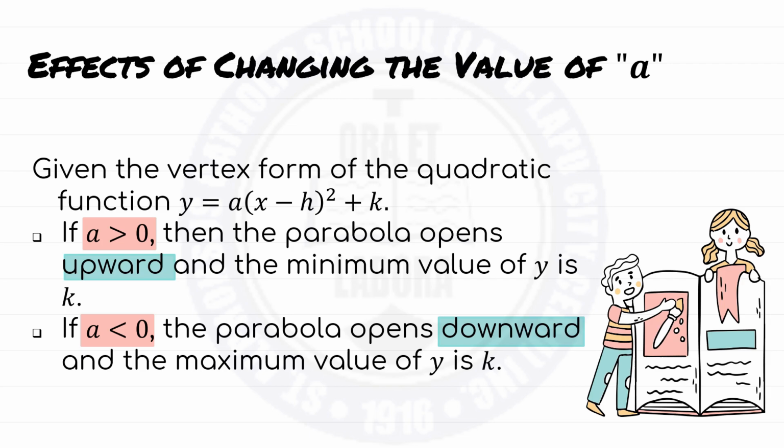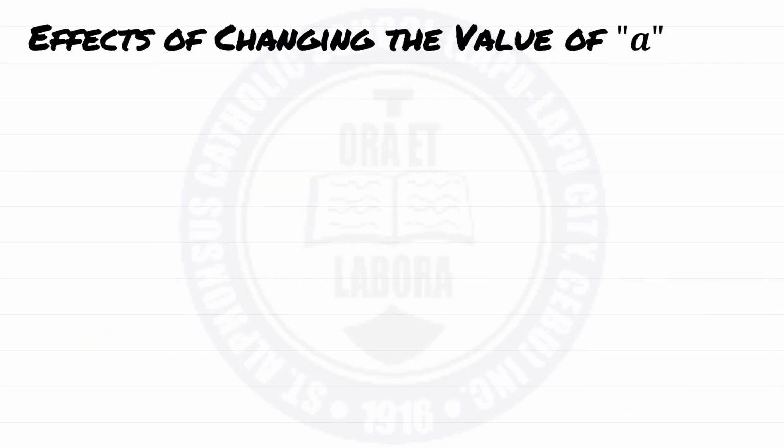In addition, the value of a will tell us the width of the opening of the parabola. Use the graph y equals ax squared such that a is positive and the vertex of this parabola is at the origin. Please refer to the table below and observe the values of y.